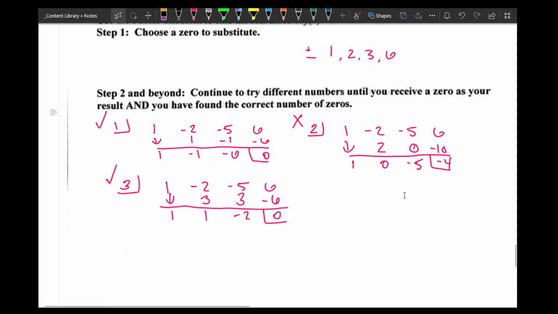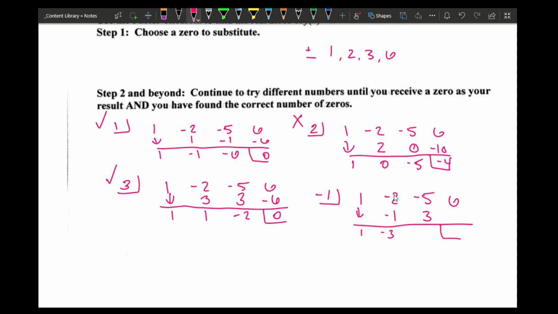Now I can check the negative roots. How many negative roots should I have? According to our theorem, we should have 1 negative root. So as soon as I find it, we're done. I'm going to start off with negative 1. Start at the beginning. 1, negative 2, negative 5, 6. Negative 1 times 1 is negative 1. Negative 2 plus 1 is negative 3. Negative 1 times negative 3 is positive 3.